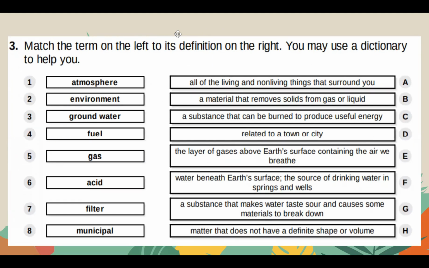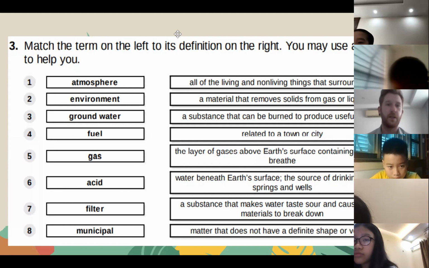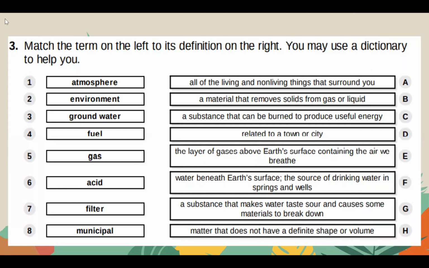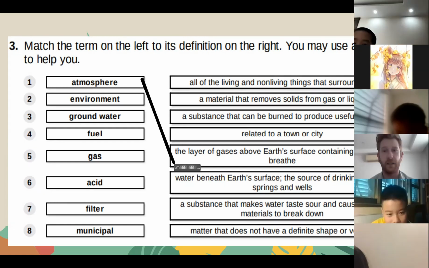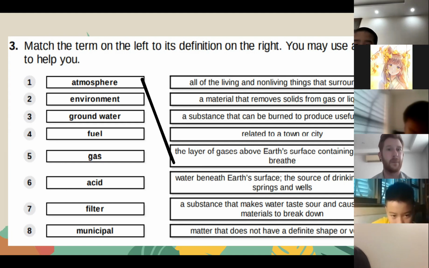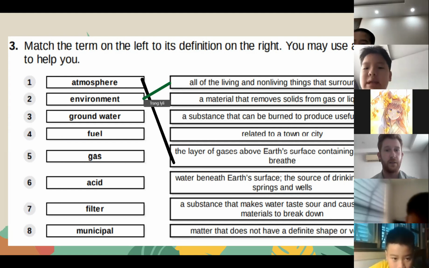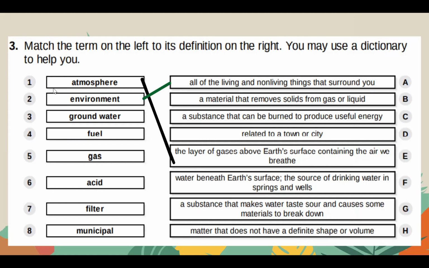I'm pretty sure you know all of these words, but I just want to make sure. So Emily, can you please draw a line for atmosphere? Atmosphere is the layer of gases above the Earth's surface containing the air we breathe. Yeah, so draw a line, please. Perfect. Thank you so much. Right. And Lily, can you please draw a line for environment? Perfect. Good job. Minnie, can you please draw a line for groundwater?